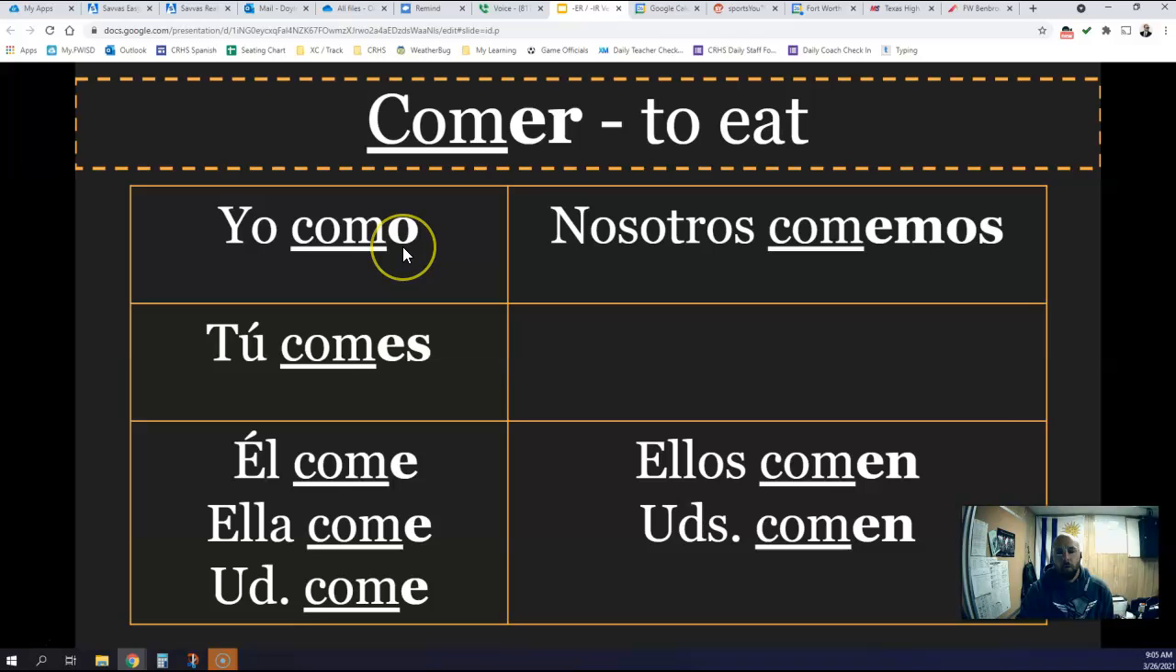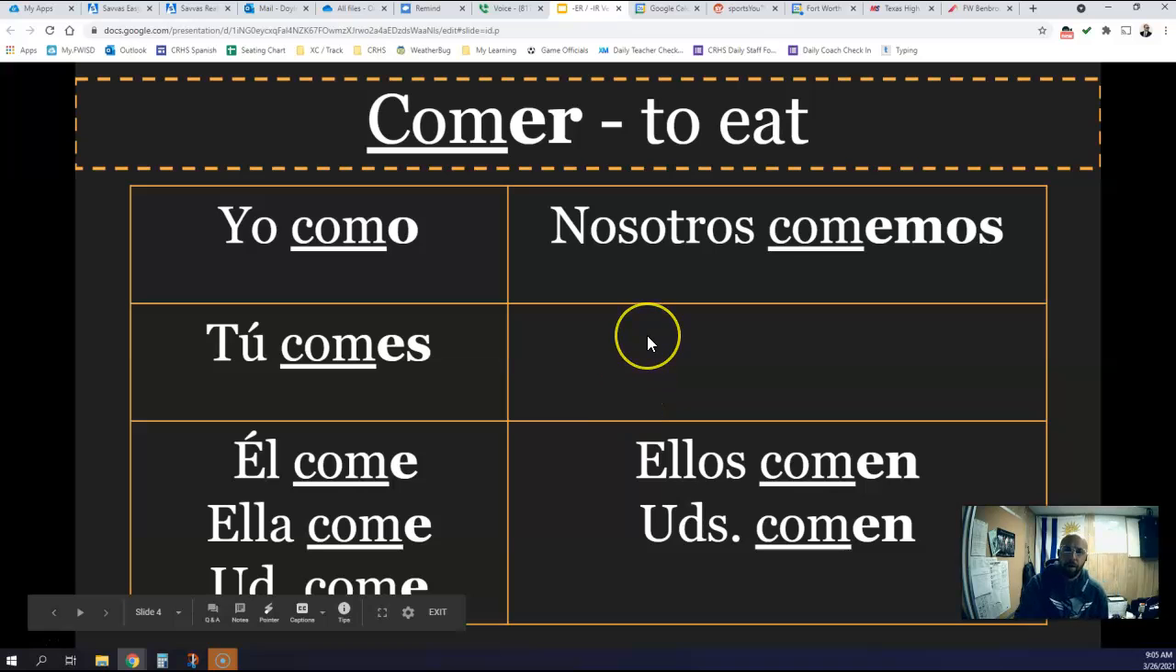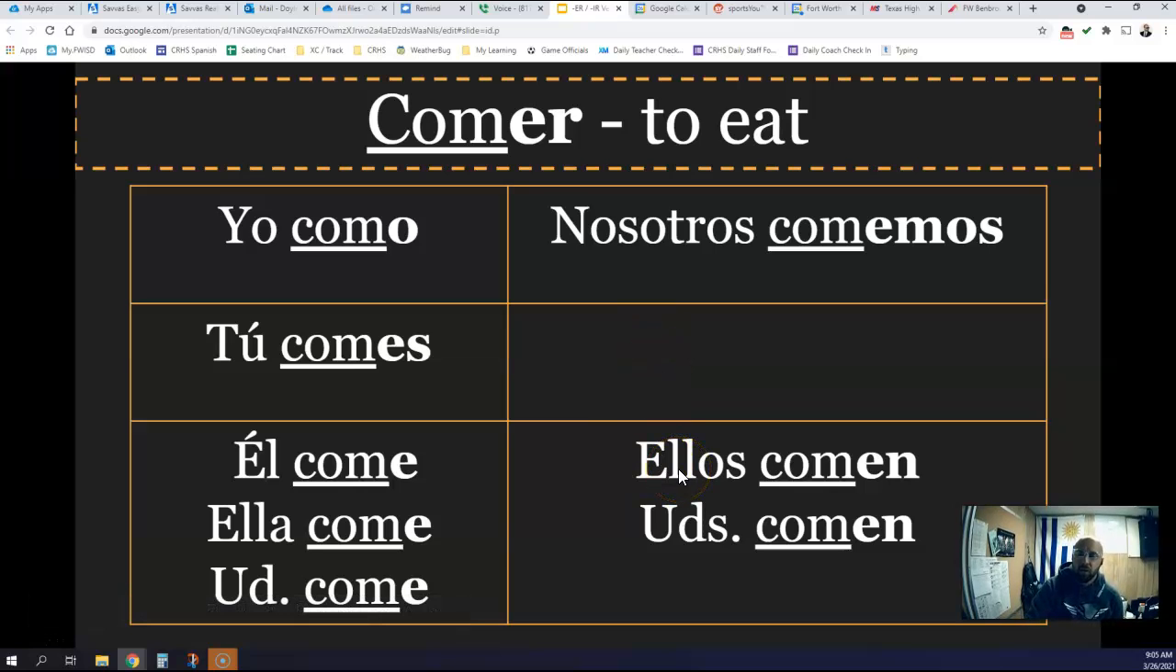Yo como. Tú comes. Él come. Ella come. Usted come. Nosotros comemos. Ellos comen. Ustedes comen. So, here are our endings: o, es, emos, en. And our root, com.